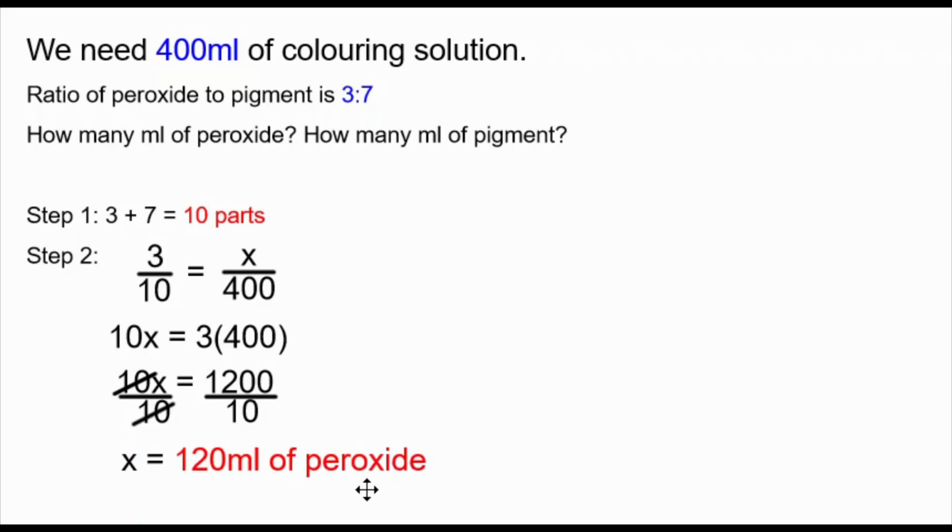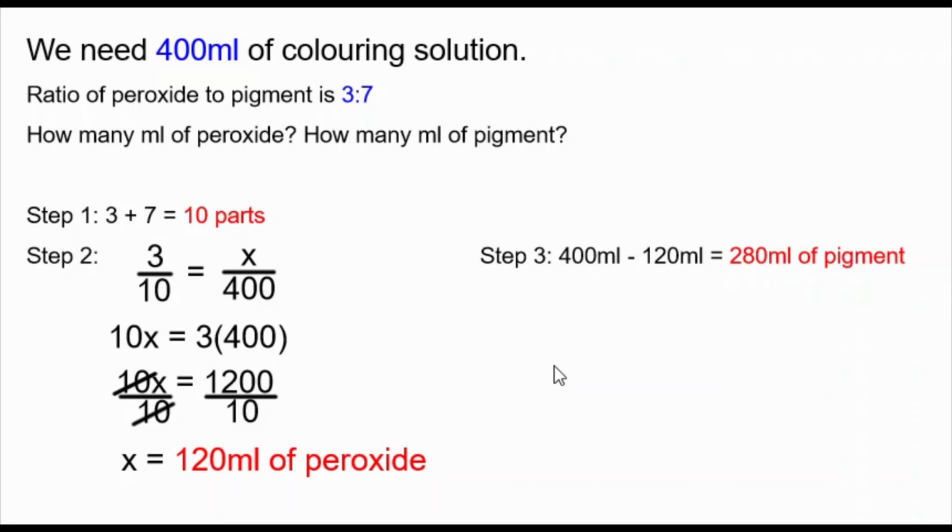But I'm not finished because I also need to know how many milliliters of pigment. So step 3 is to subtract 400 milliliters of solution in total minus 120 milliliters of peroxide is equal to 280 milliliters of pigment. I need 120 milliliters of peroxide and 280 milliliters of pigment in my 400 milliliter solution.